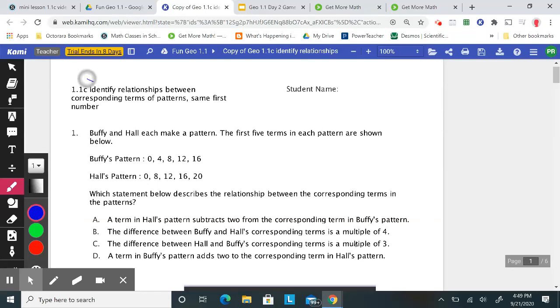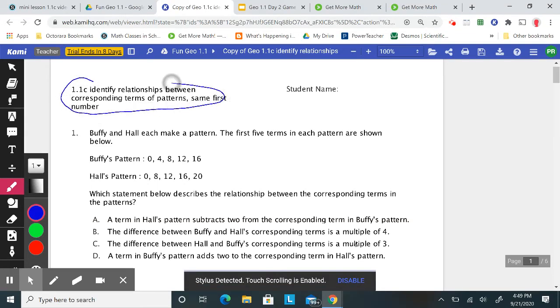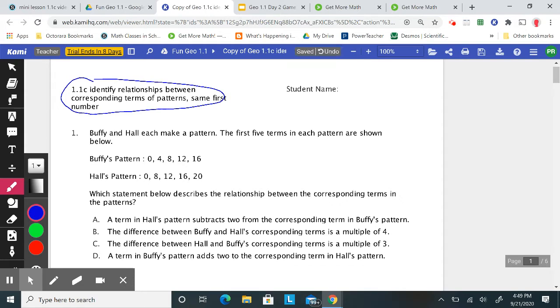All right, let's talk about what this mini lesson, we'll call it 1.1c, is all about. The title is Identify Relationships Between Corresponding Terms of Patterns, and they have the same first number. So number one, it's a problem about Buffy and Hall, two people. They each made a pattern. Their first 5 terms in each pattern are shown below.